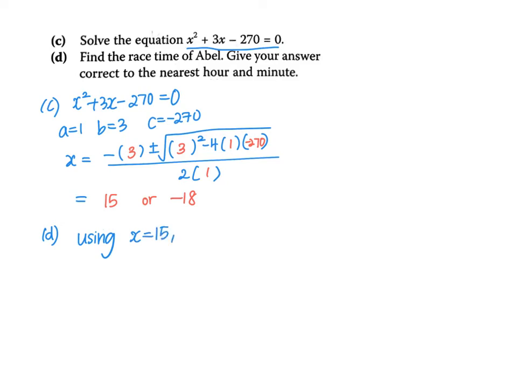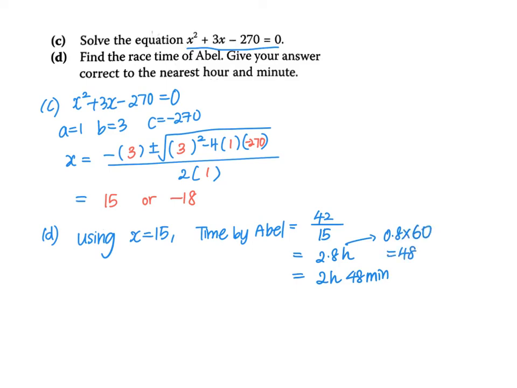Time taken by Abel for the race will be taking the distance divided by the speed, and that gives me a total of 2.8 hours, but I want to change it to hours and minutes. So I can take the 0.8 times 60, or I can use my calculator button, the time, hours and minutes and seconds button, to help me get the answer. So have you gotten the answer?